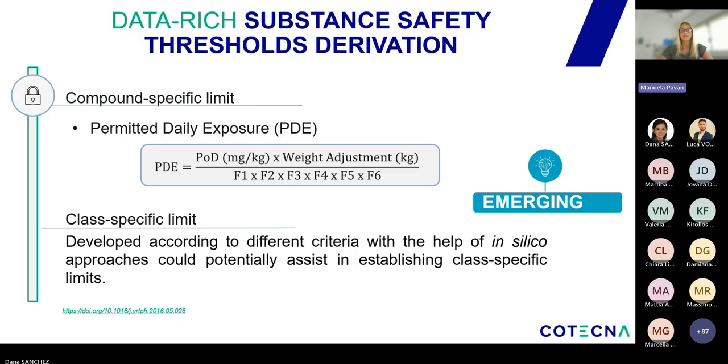And importantly, in such a case, computational methods can support the class limit derivation in a number of ways. For example, identifying structural alerts, assessing biological similarities, identifying patterns across the clusters. And I would also like to say that this is an emerging field where scientists are actively conducting research.